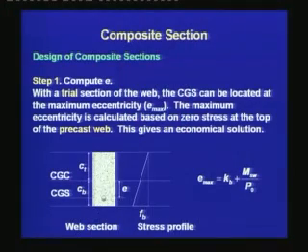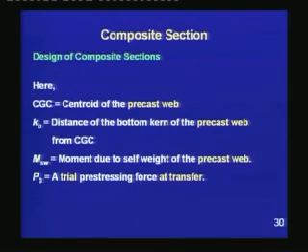This gives us an economical solution, and based on this triangular stress block, we can calculate the maximum eccentricity, which is e max equal to kb, which is the depth of the bottom kern point, plus M_sw divided by P0, where M_sw is the moment due to self-weight and P0 is the pre-stress at transfer. Remember that the CGC is the centroid of the precast web, kb is the distance of the bottom kern point of the precast web from CGC, M_sw is the moment due to self-weight of the precast web, and P0 is a trial pre-stressing force at transfer.